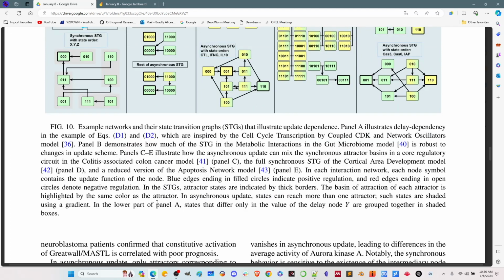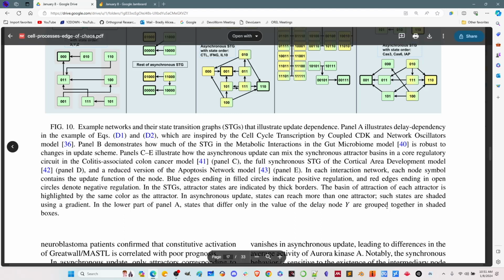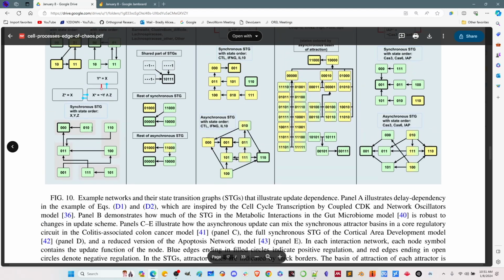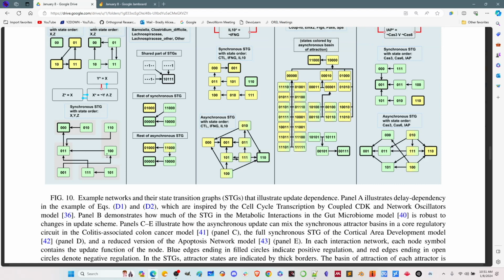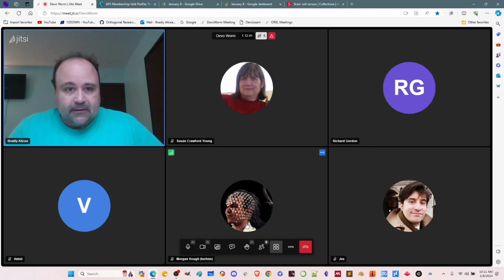C and E. In the lower part of panel A, the states can differ only in the value of the delay node Y and are grouped together in shaded boxes. So the shaded boxes are here, as you can see, they form sort of subregions of the state graph. I think that's an interesting paper. It kind of gets into a lot of these things when we say the cell is very complex.